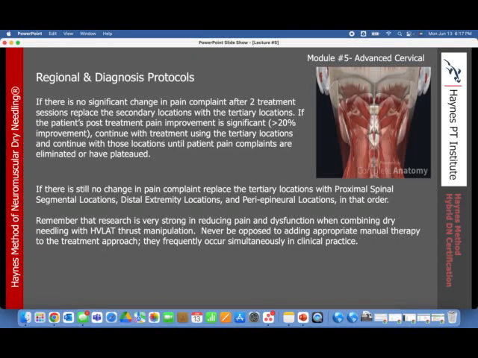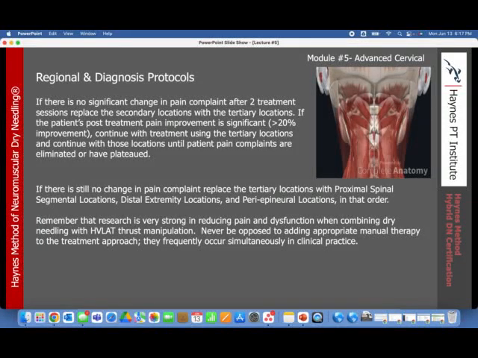If the patient's post-treatment pain improvement is significant, which again is at least greater than 20% improvement, then continue with treatment using the tertiary locations and continue with those locations until patient pain complaints are eliminated or have plateaued. If there is still no change in pain complaint, replace the tertiary locations or add onto that the proximal spinal segmental locations, the distal extremity locations, and the periepidural locations, in that order.